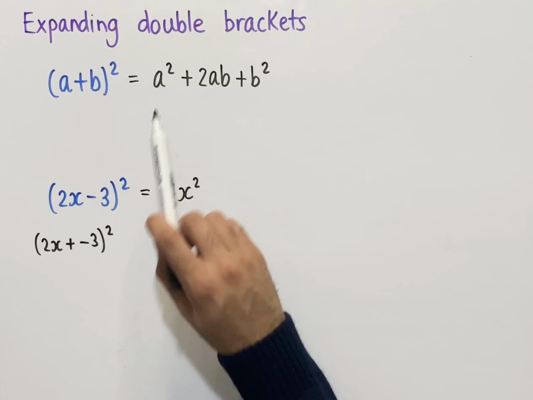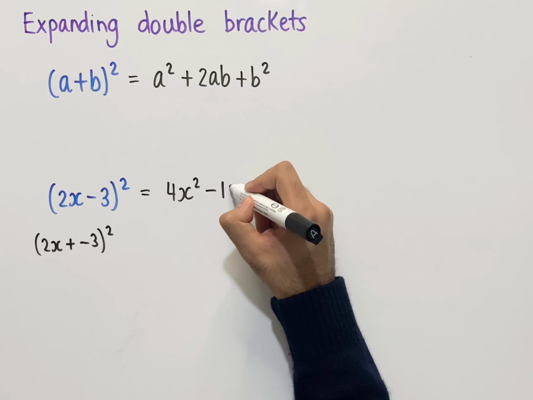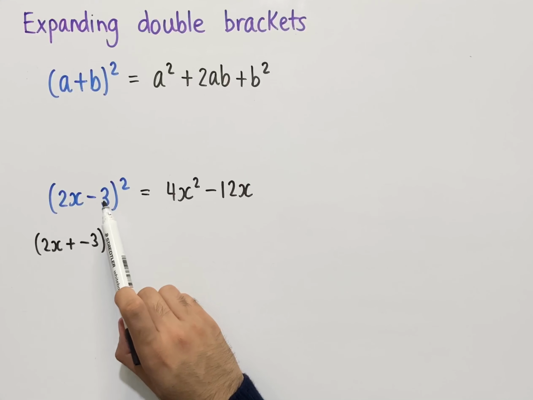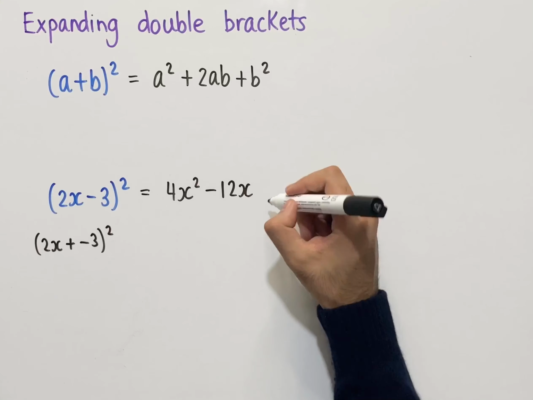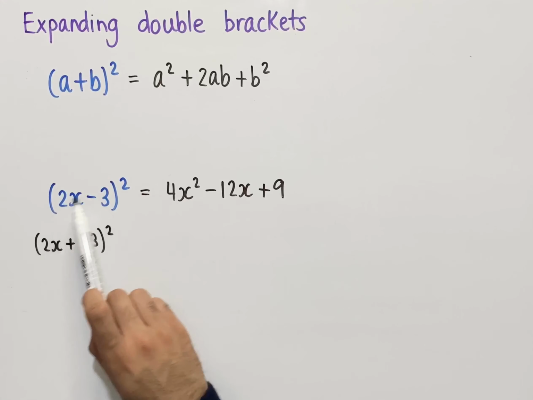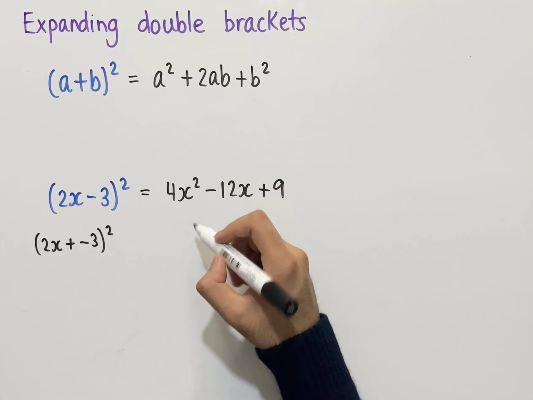And then we also multiply by 2, which gives us minus 12x. And then finally, we square the second term, so minus 3 times minus 3, which is plus 9. This is the quick way of expanding a squared bracket like this. We check this using the FOIL method.